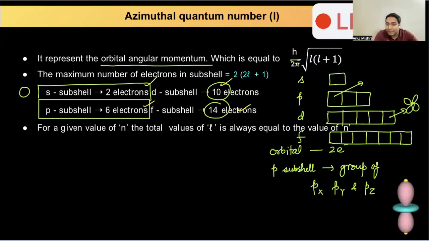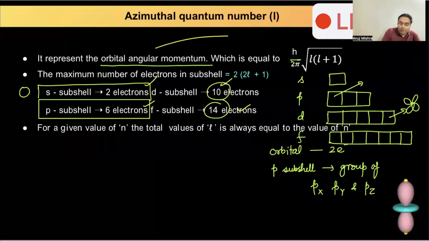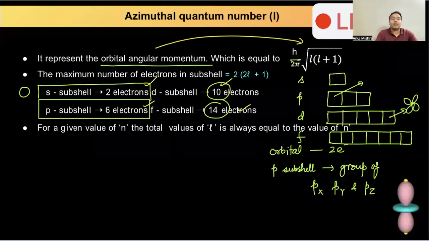There is a lot of mathematics involved here. You should not worry about this at this moment. You should worry about the formula. The key formula is, if somebody asks you orbital angular momentum, you should know root of L into L plus 1, h upon 2 pi. H is Planck's constant, L is the azimuthal quantum number, and L you can always solve.